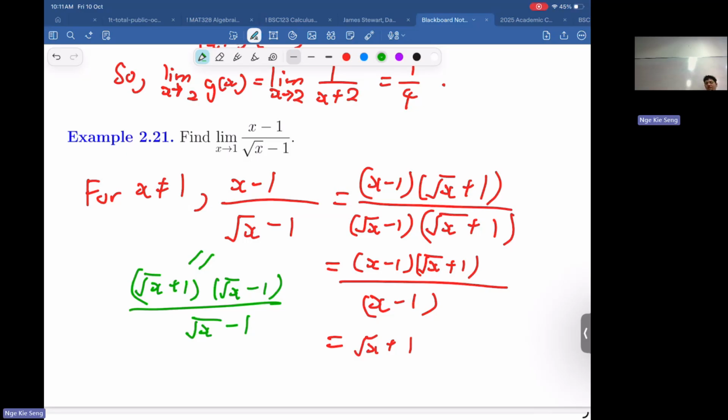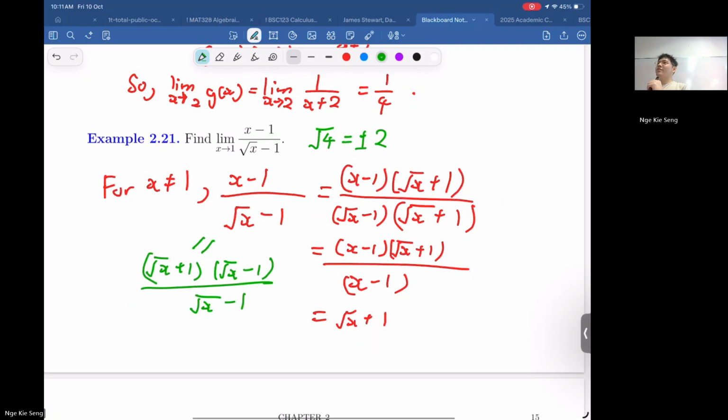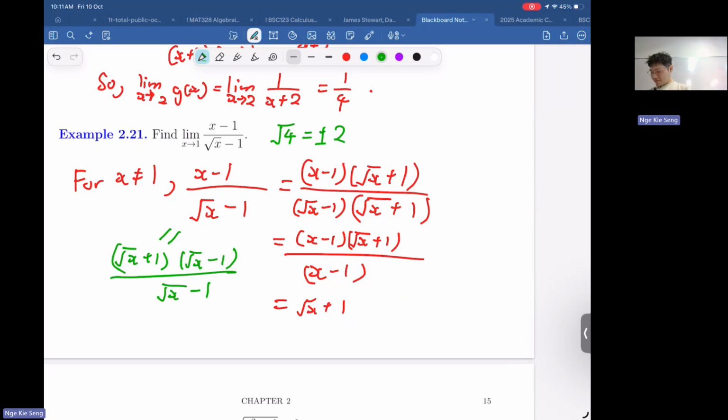Let me ask you a question. For example, did you know this? Square root of 4 could be plus minus 2. Don't know? Well, let me see. So how should I put this? Because minus 2 square is 4. 2 square is also 4.